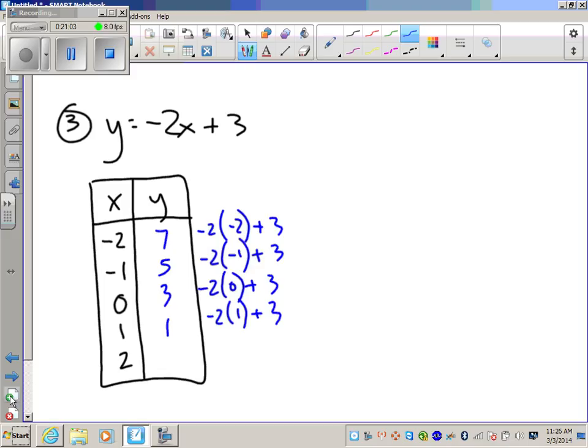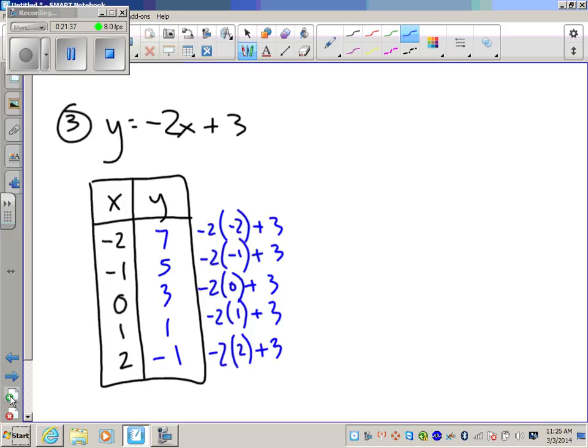Negative times a positive is always a negative. Negative 2 plus 3 puts us at a positive 1. Negative 2, plug in our positive 2. Negative 2 times a positive 2 is a negative 4. 2 times 2 is 4. Negative 2 times positive 2 is a negative 4. Negative 4 plus 3, is that enough to get us back to 0? No, we fall 1 short. There it is.